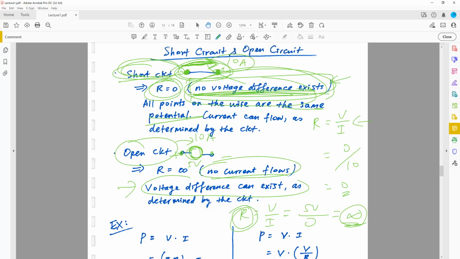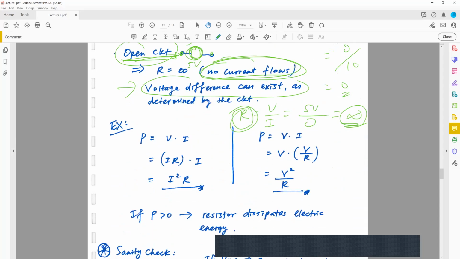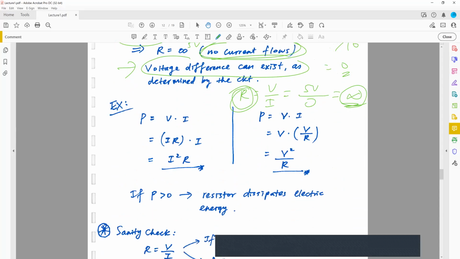Okay, so in such case, if I have R equal to infinity, then I know I have some open circuit. If R is equal to 0, I have short circuit. In short circuit, I have no voltage difference. In open circuit, I have no current flow.